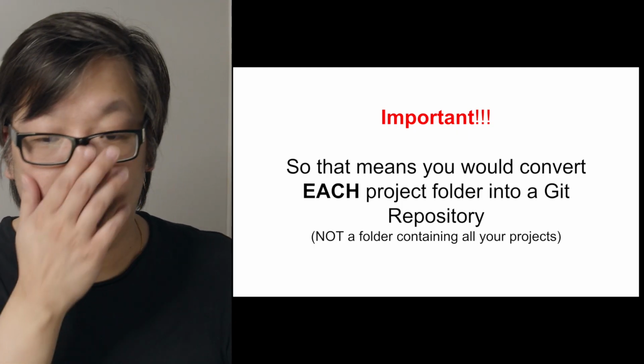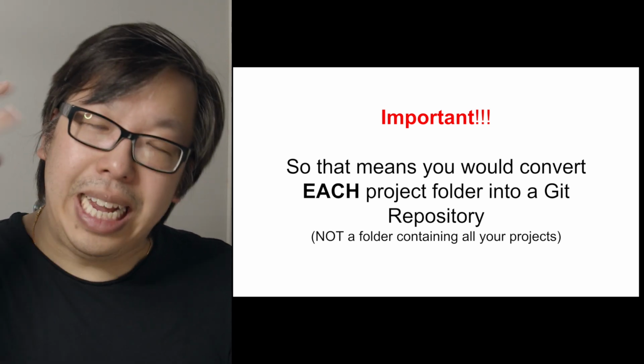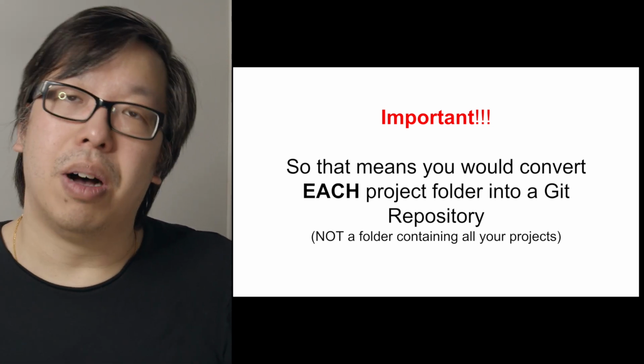Some of you are probably like, oh, I can't believe people do that. It's a very common mistake, and it's a very easy mistake to make. So I'm just saying this right now. Do not make your top level folders Git repositories. Get down to the project folder and make that a Git repository. I'll show you how to do that. So that's what I said. Each project should be its own Git repository.